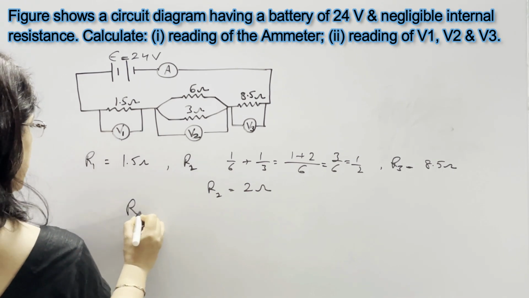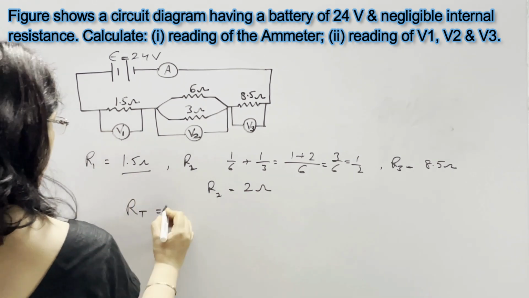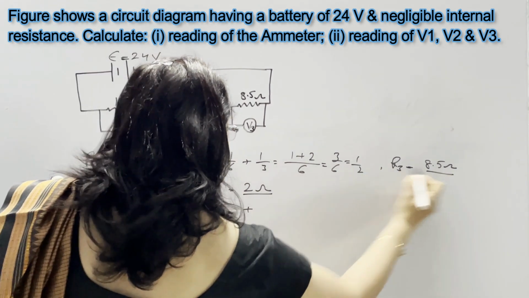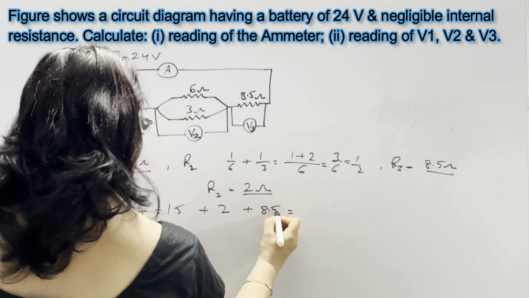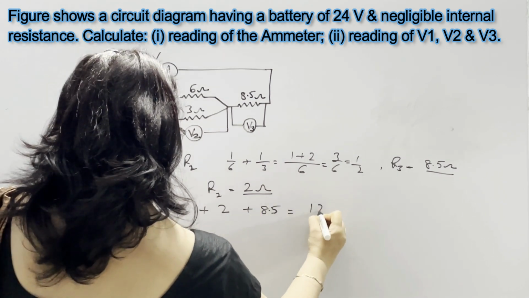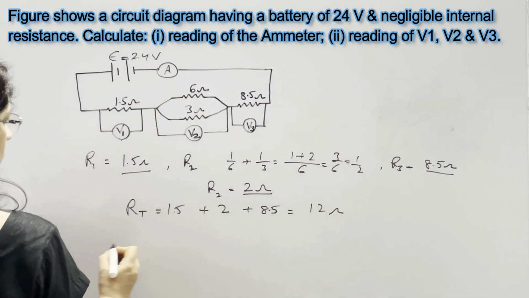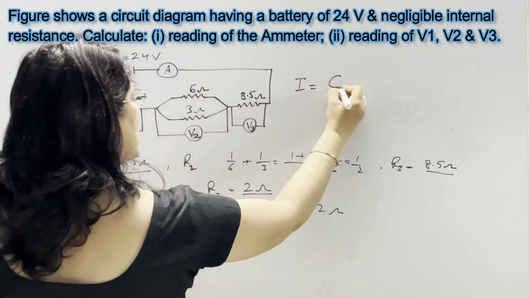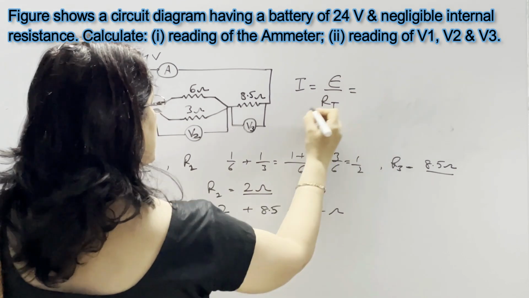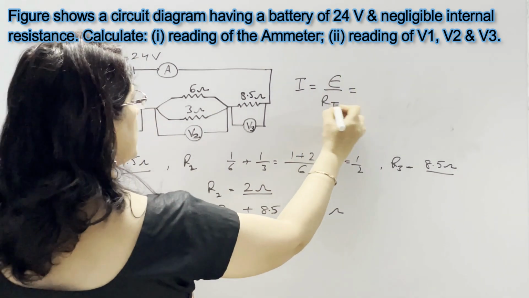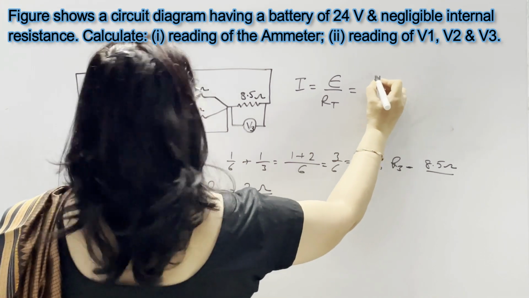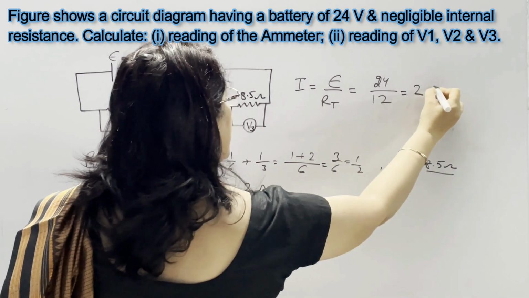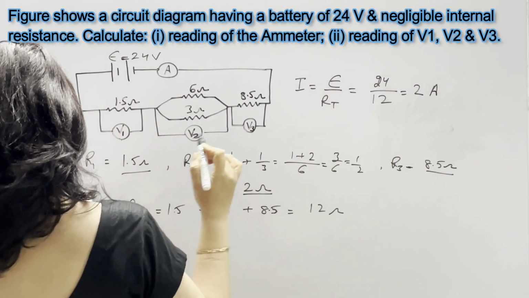So our total resistance is equal to this 1.5 plus this parallel combination 2 ohm and this 8.5 ohm, and the sum of all these three resistors is 12 ohm. So our total resistance is 12 ohm. Now we know how to calculate the value of current through this ammeter. I is equal to EMF upon total resistance. Always R1 plus R2 plus R3 you need to write here also. Now the value of given EMF is 24 volt and total we have calculated is 12. So the value of current in this ammeter is 2 ampere.